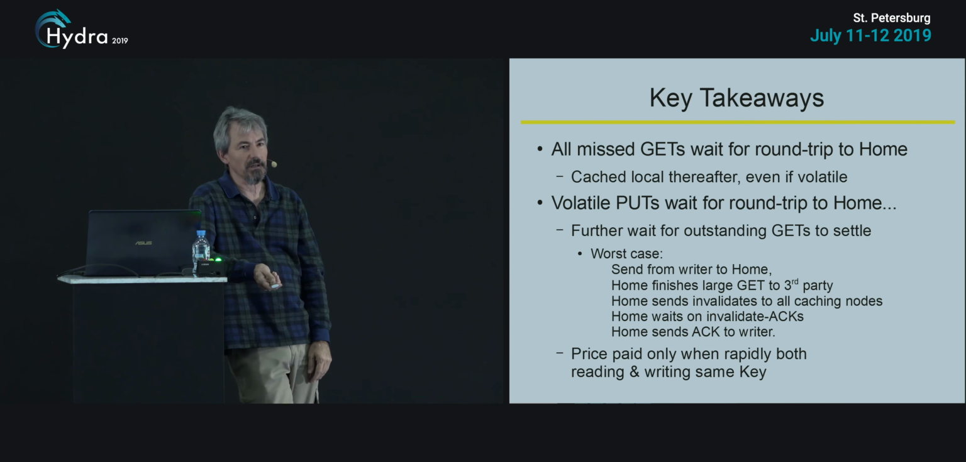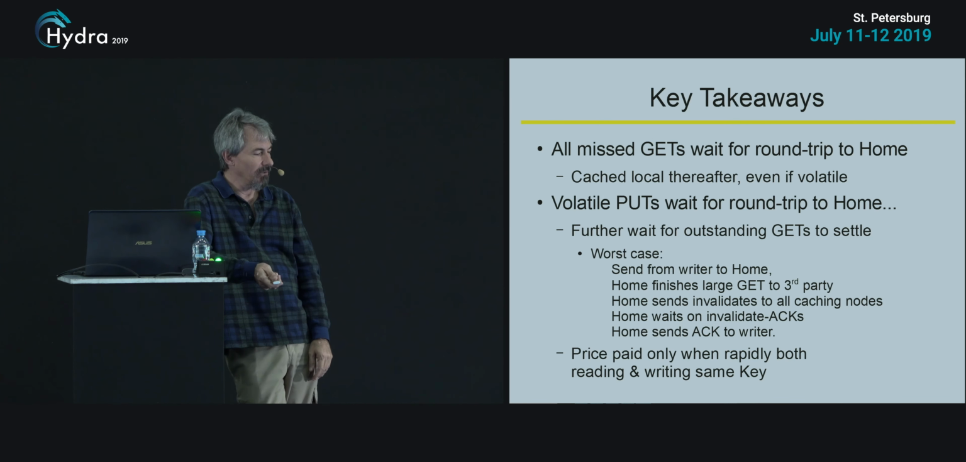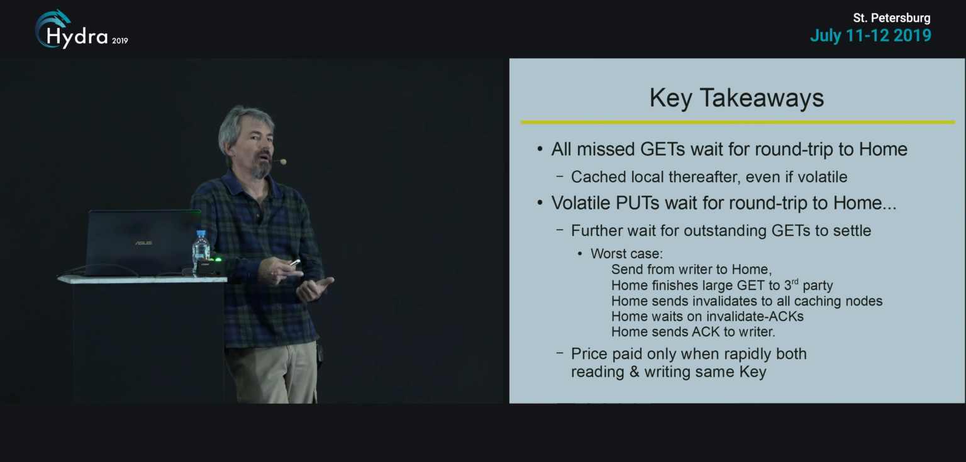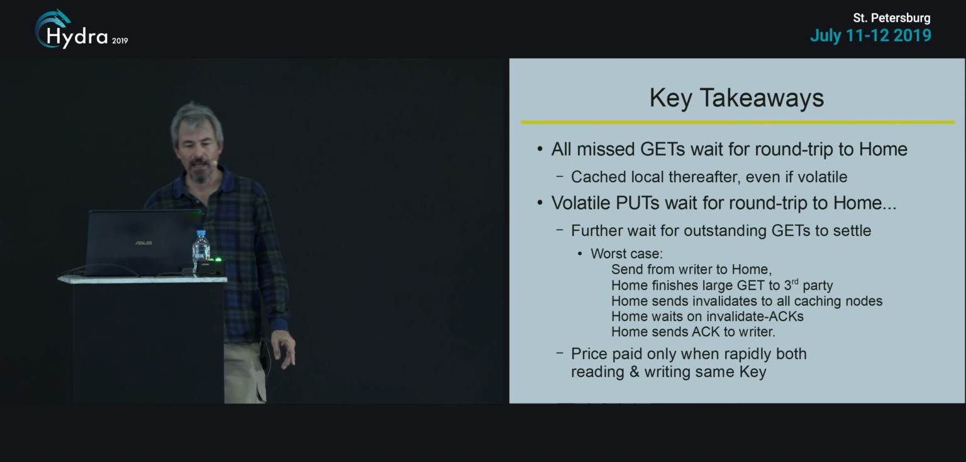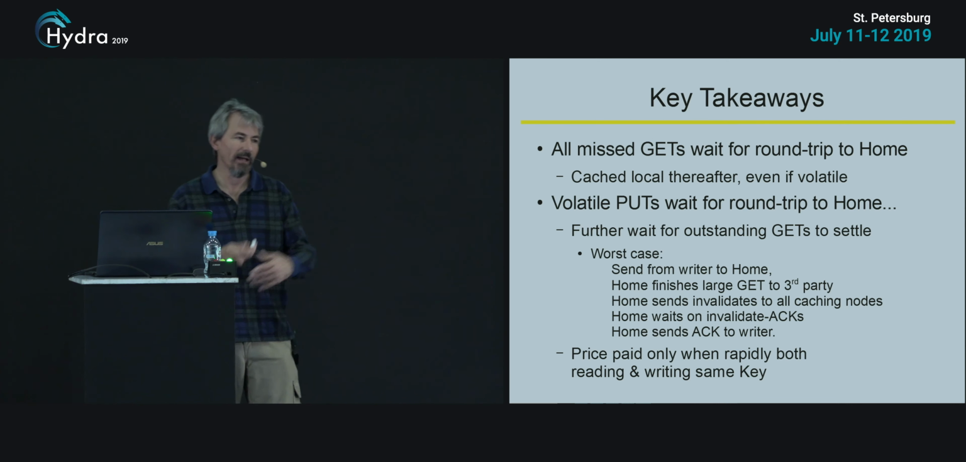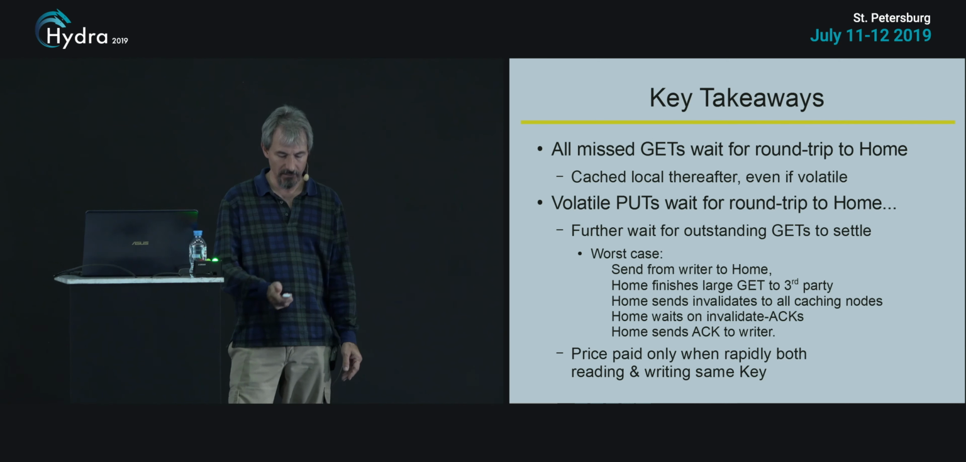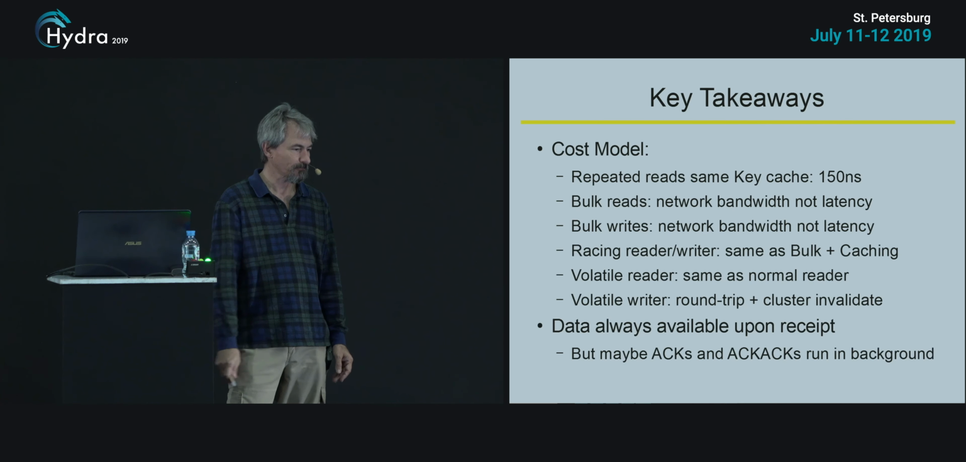So the price is really only paid here if you're rapidly reading and writing the same key. Bulk writes to the same key, bulk writes to independent keys, bulk reads from independent keys, bulk reads from the same key, all work well. It's reading and writing back and forth in the same key. Turns out there's only a handful of times when we have to do that, and that does pay the full cost in order to get the memory model consistency.